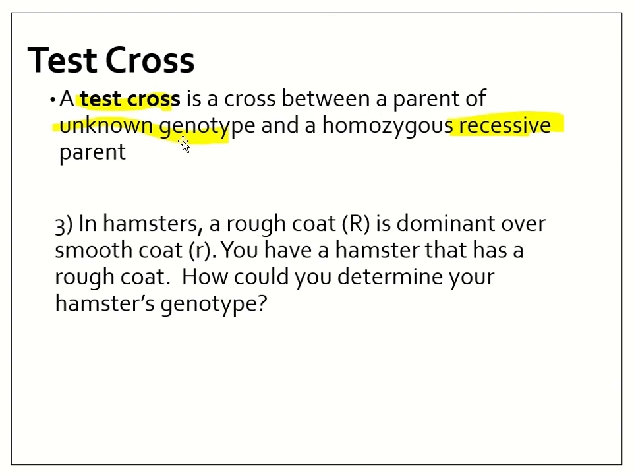Okay, so there's a little example here. It says, in hamsters, rough coat is dominant over smooth coat. You have a hamster with a rough coat. So that means it's this, but we don't know this second letter. So it could be homozygous dominant or heterozygous dominant. We don't know. So what we need to do is a test cross.